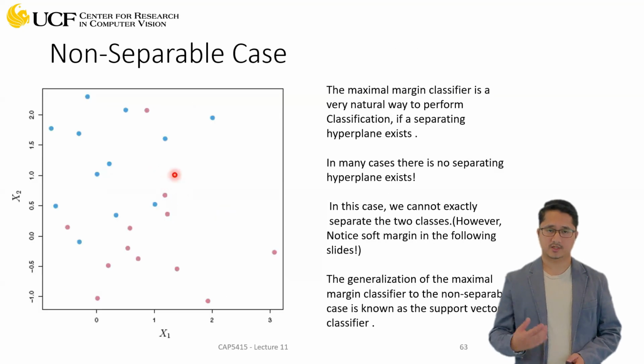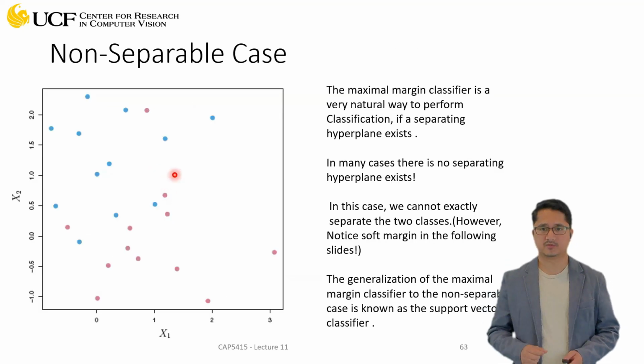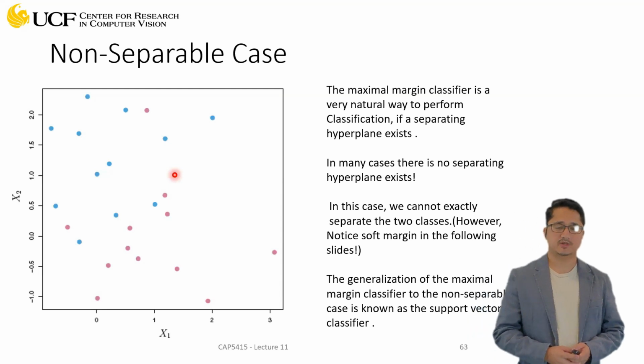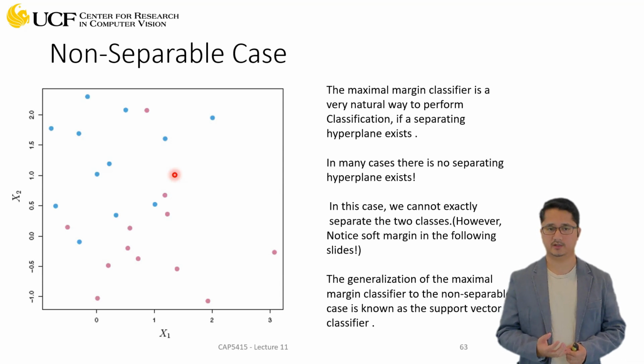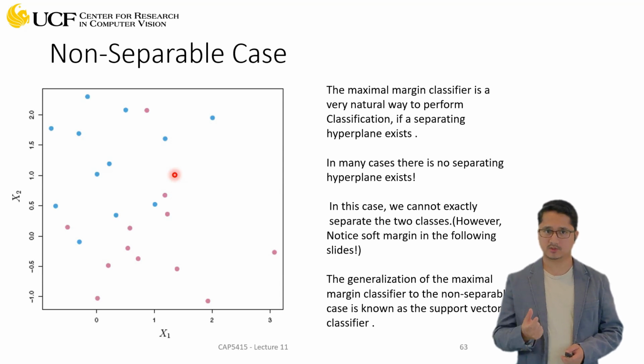So then how can we handle that? One easy solution is we relax the condition that your classifier should be perfect on the training data. So we relax that condition and we allow some kind of errors.